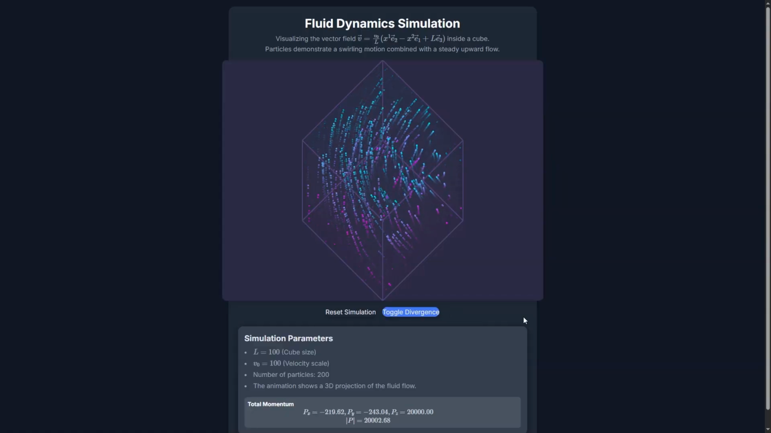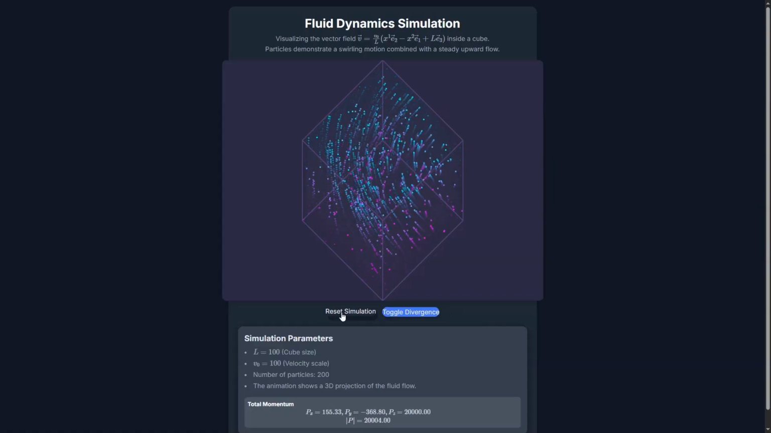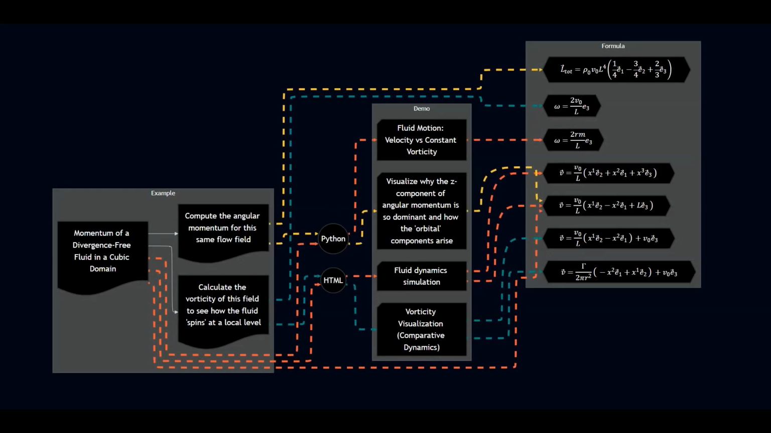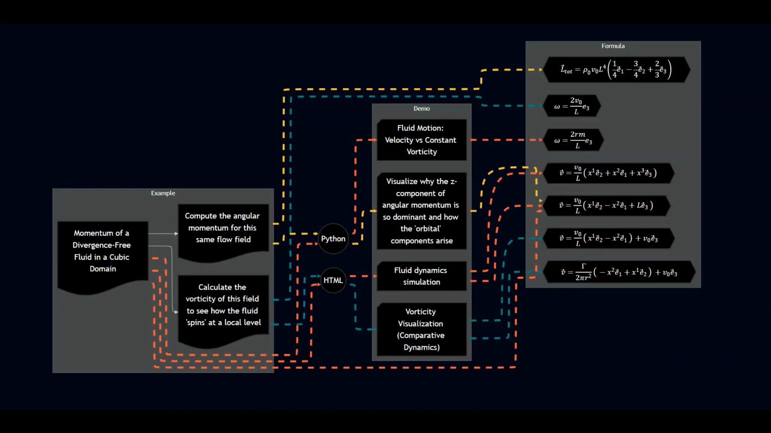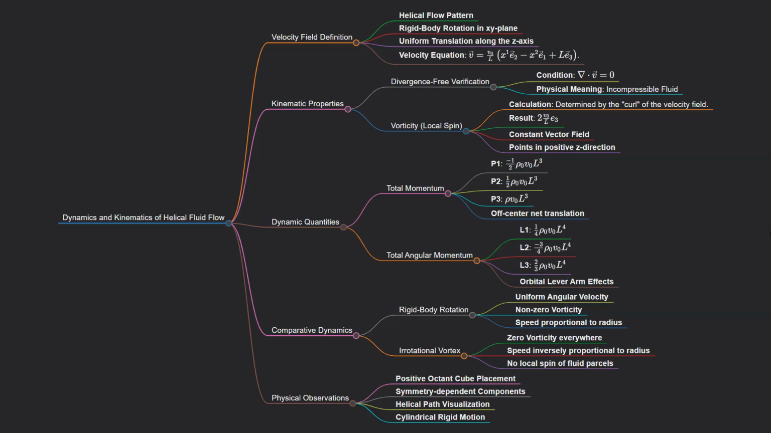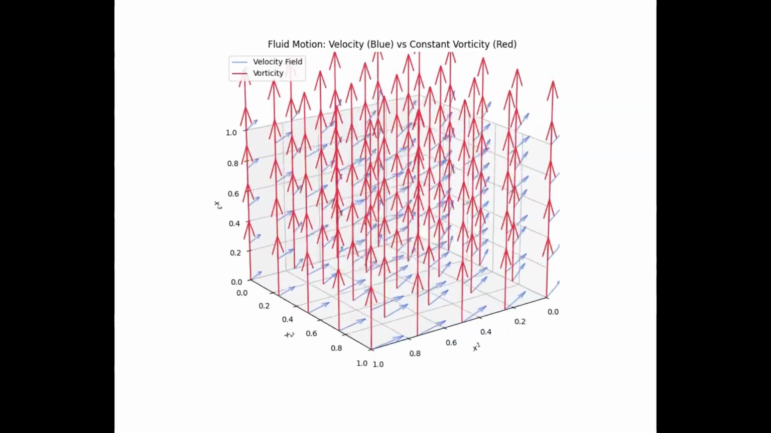Demo comparison. Rigid body versus irrotational motion. A helpful way to visualize this is by comparing two different types of swirling motion. Rigid body rotation. In our helical flow, the fluid behaves like a solid spinning cylinder. Every part of the fluid rotates at a uniform rate, meaning a tiny paddle wheel placed anywhere in the flow would spin at the same speed.